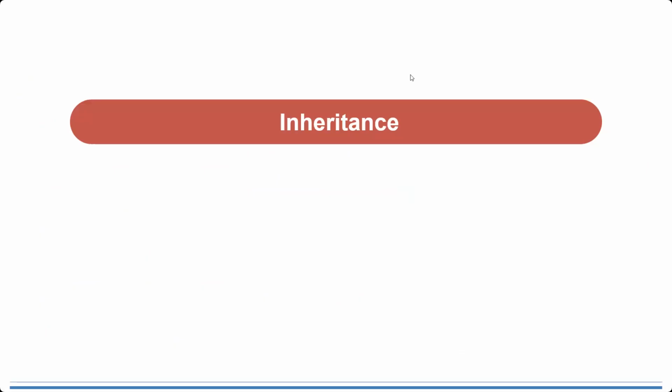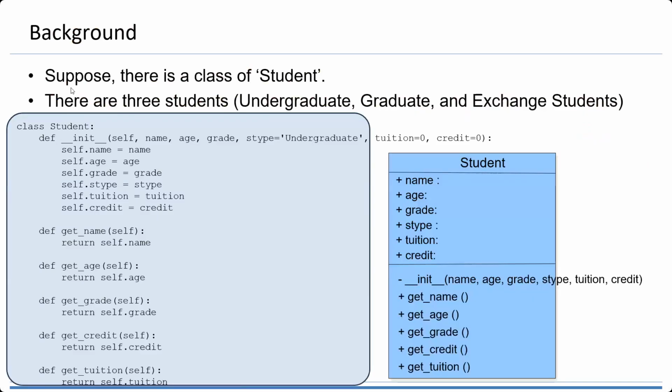So the next section about object-oriented programming that I want to explain is inheritance. Now let's make something more complex. About the inheritance, suppose there is a class student. You know, there can be many kinds of students.